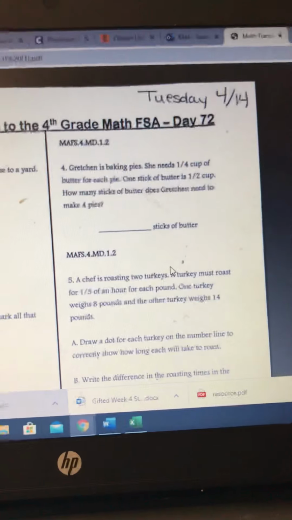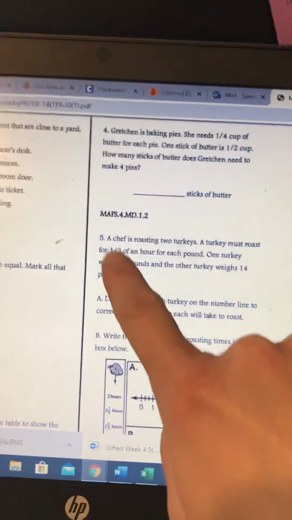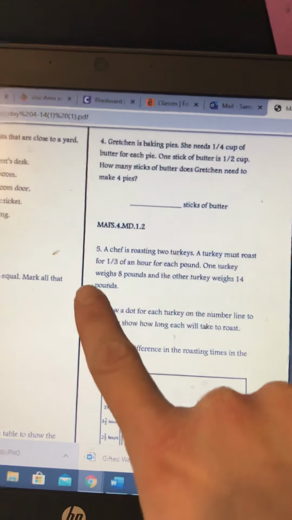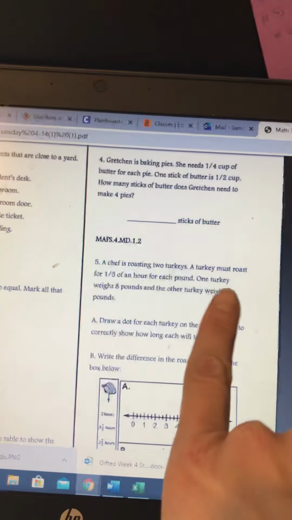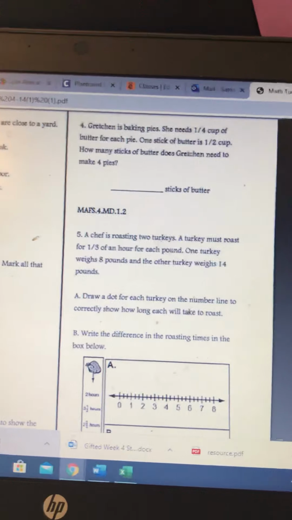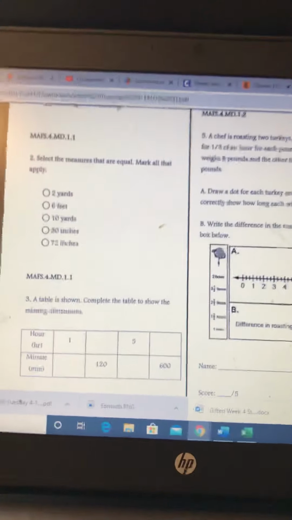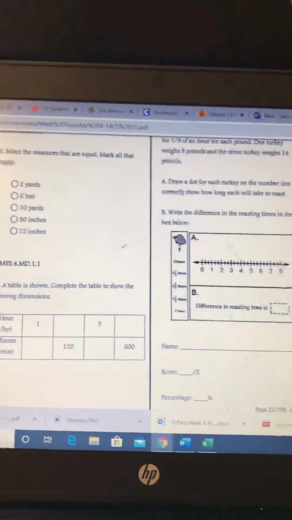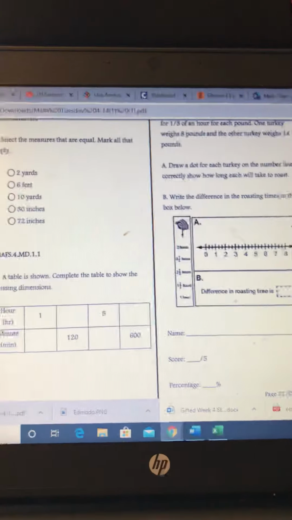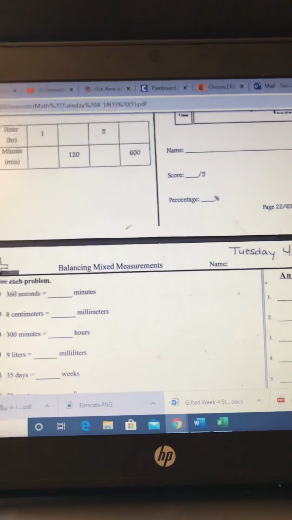Then it says part B, what is the difference in the roasting time? So after you find how long it takes for each turkey to cook, 1/3 times 8 and 1/3 times 14, you're going to find the difference. Difference means to subtract. Okay? If you have any other questions on that, you can message me privately on Edmodo. All of the answers were sent in an attachment to your parents, so you can always check your work after you are done. Okay, now today's lesson, I'm going to turn this around so you can see my board.